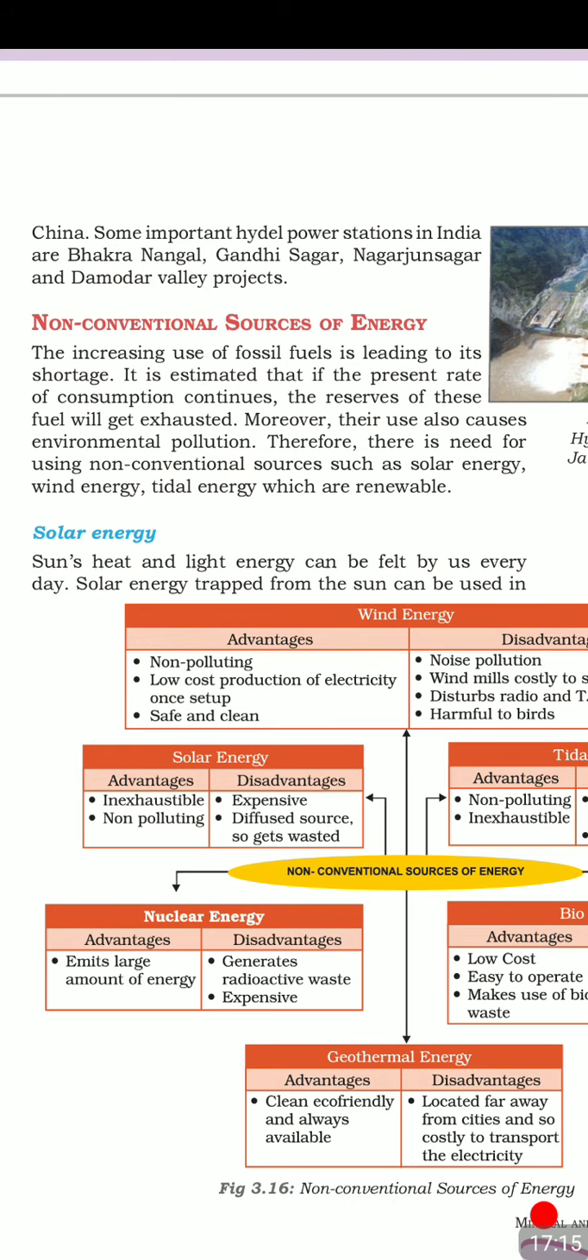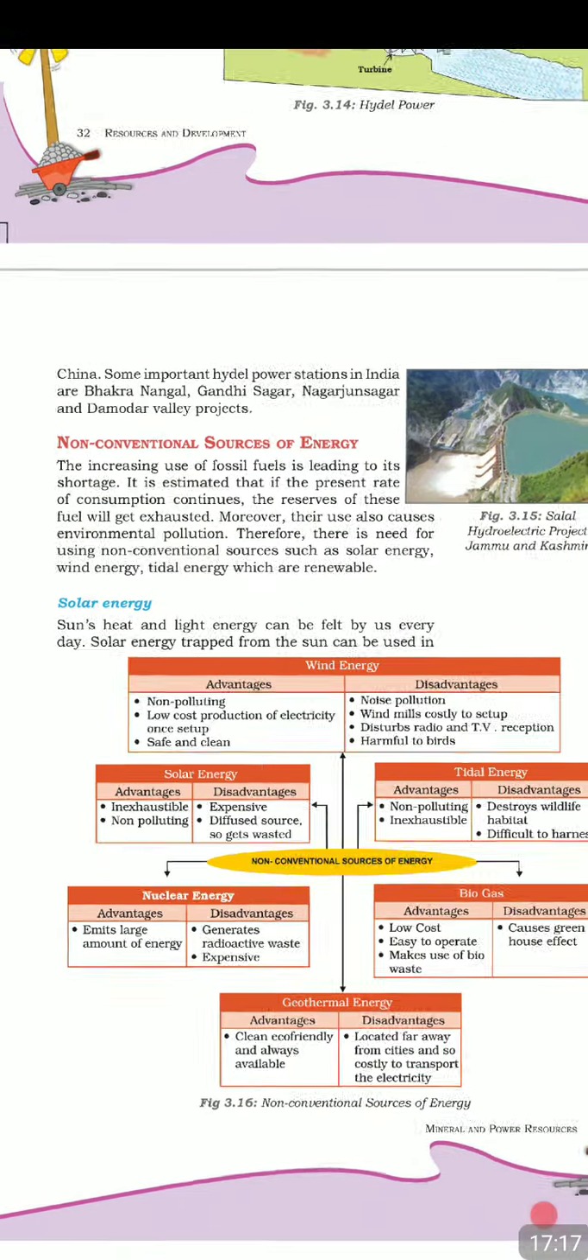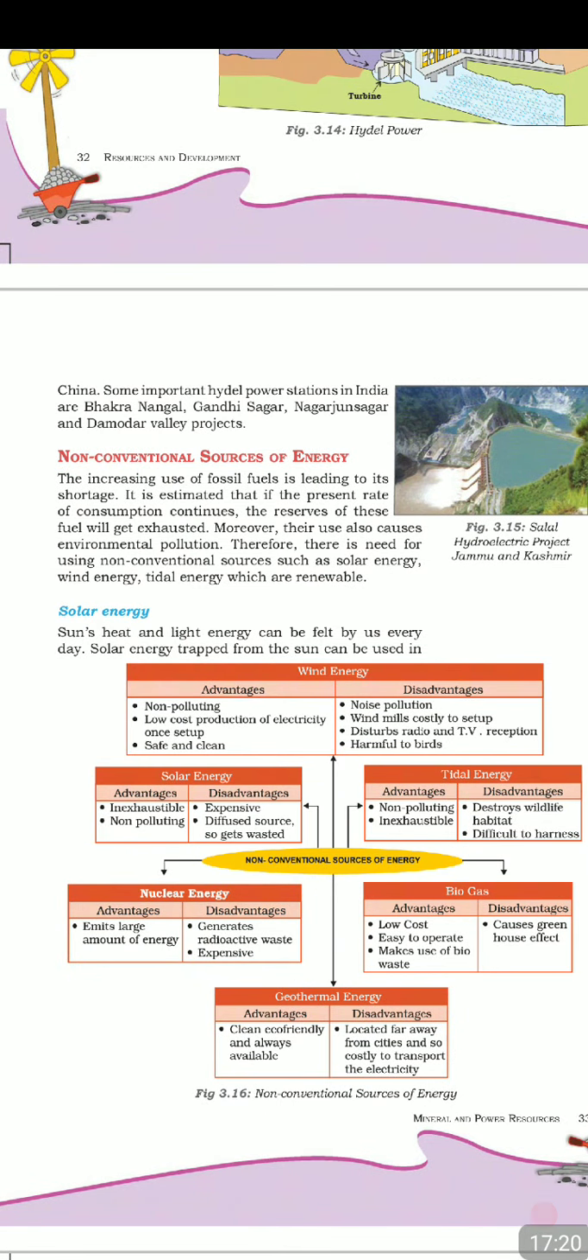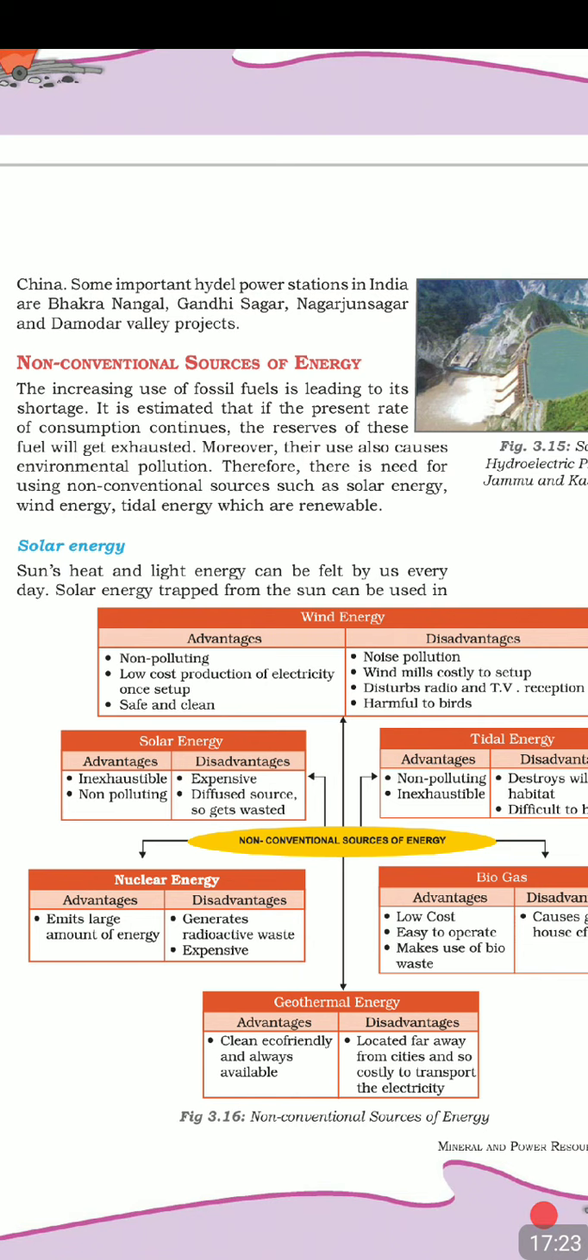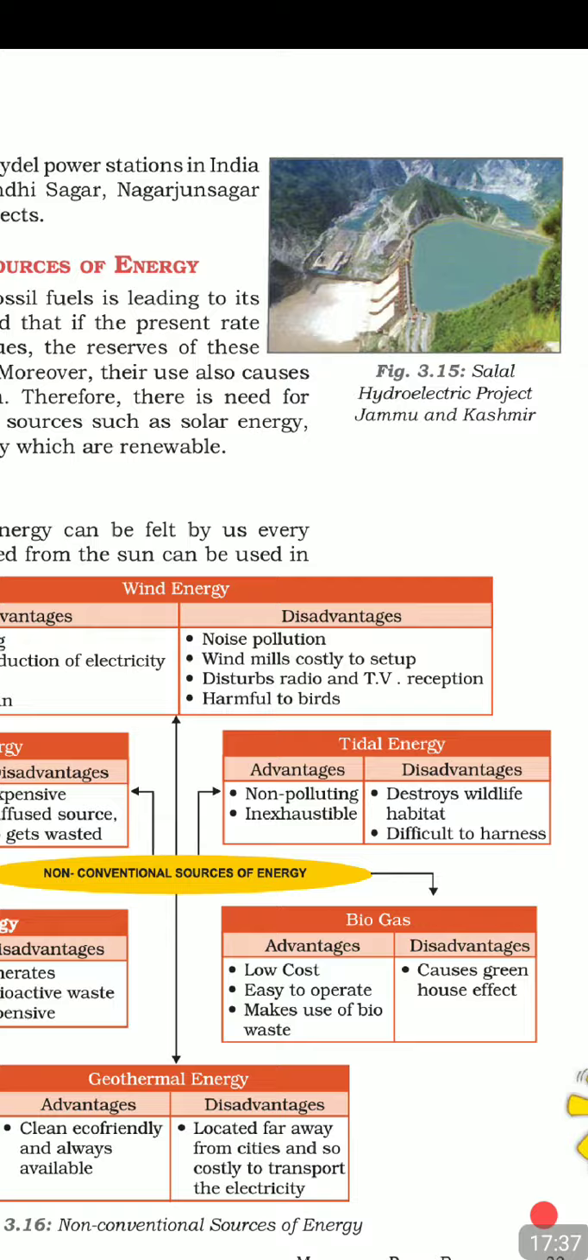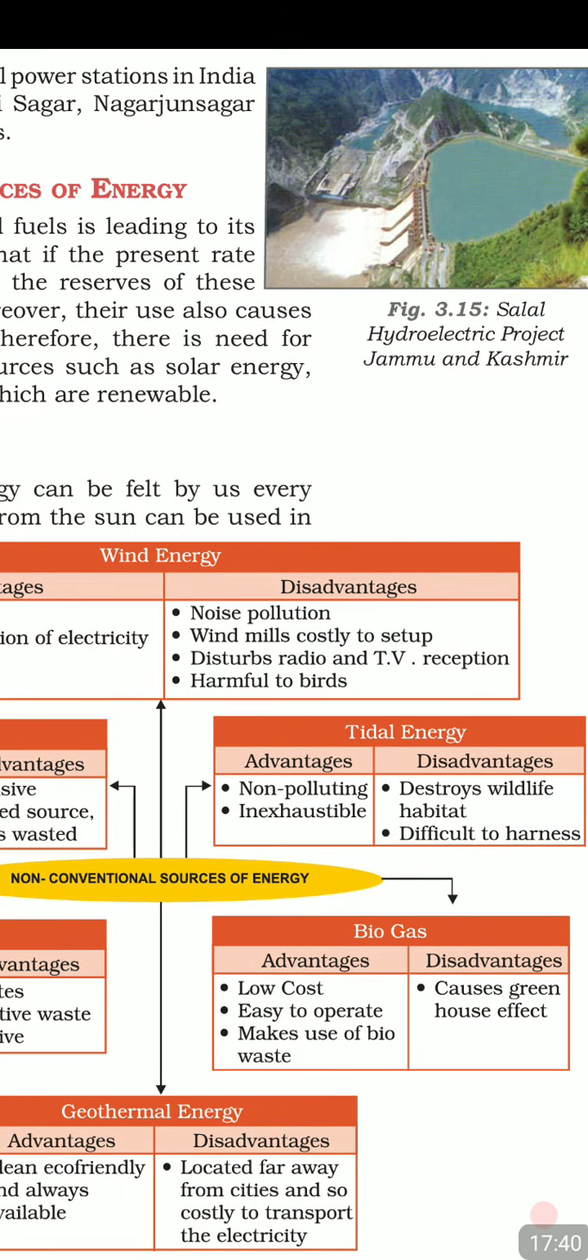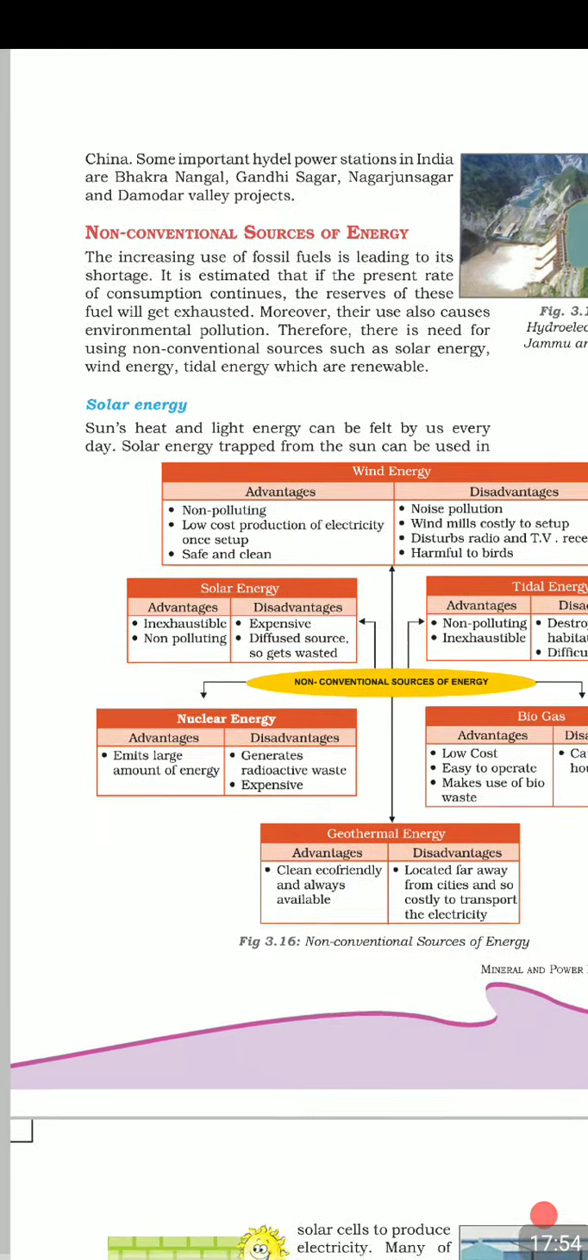Next, we move to the non-conventional sources of energy. Let's see. The advantages of wind energy are that it is non-polluting, has a low cost of production of electricity once set up, and is safe and clean, right? I mean, you need not maintain much as far as the windmills are concerned, right? But the disadvantages include the noise pollution. Windmills are costly to set up, right? The investment cost is very high. It disturbs the radio and TV reception and is very, very harmful to birds. Not only to the birds, even to the insects, even to the helpful animals, helpful insects, right? Which are in farms.